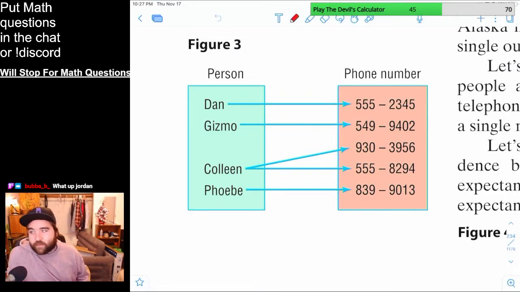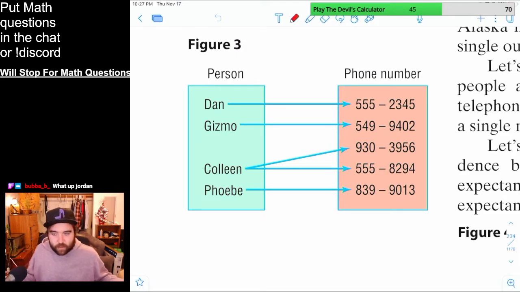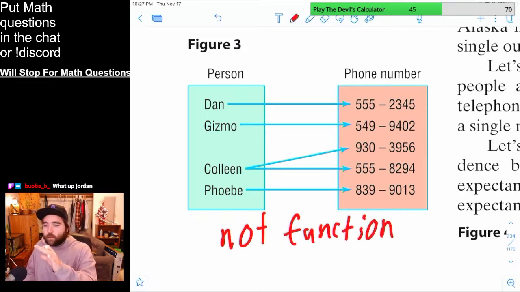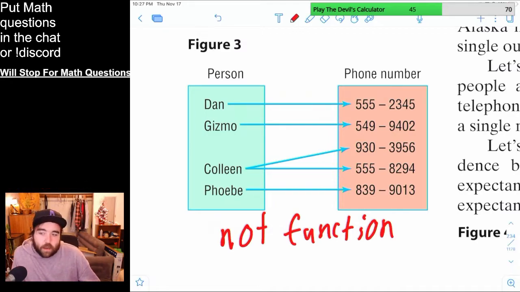If I ask you the question, what is Dan's phone number? Dan's phone number is 555-2345. But if I ask you what's Colleen's phone number, there's 2 answers to that question. So if we're looking at this, this is not a function, because for every person, if I ask you about their phone number, you can't give me a straight answer. So some of them you can, but not all of them.